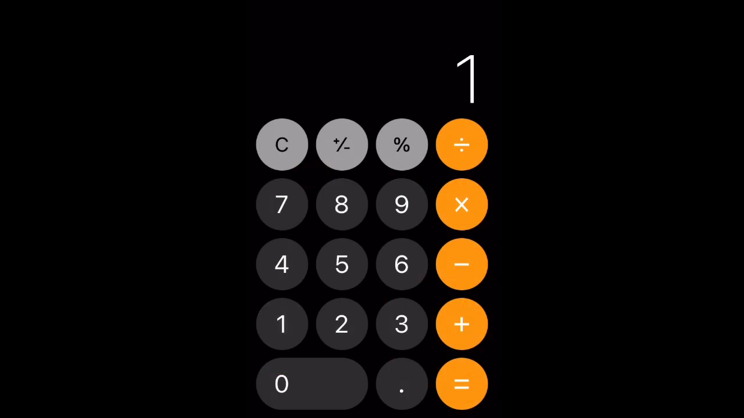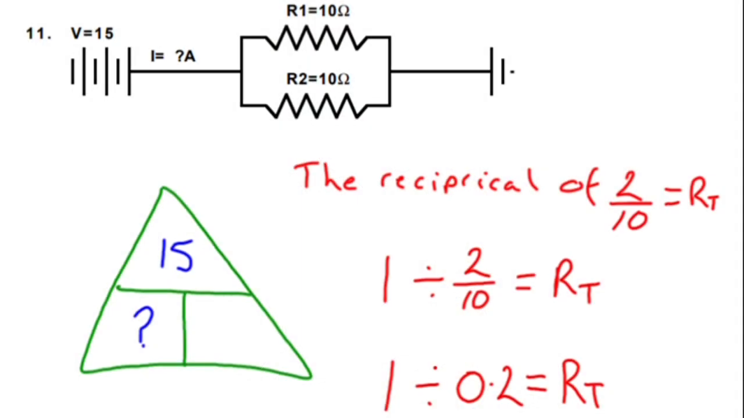So that's 1 divided by 0.2 equals 5. So our total resistance is 5 ohms. So now we can go back to our Ohm's law triangle and write down the total resistance for the circuit, and we can now calculate the current, which is 15 volts divided by 5 ohms, which means that we have a total current of 3 amps flowing through this circuit.